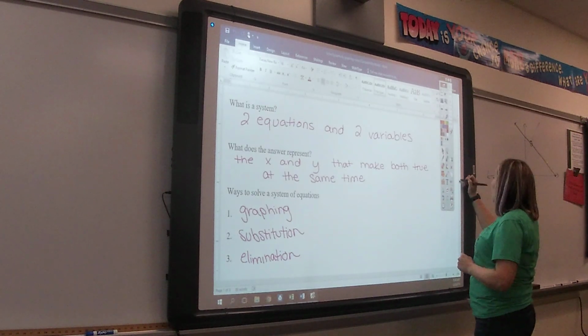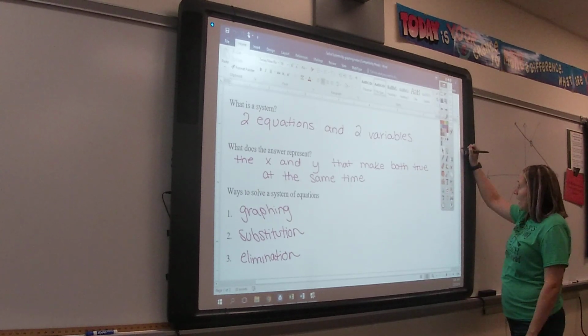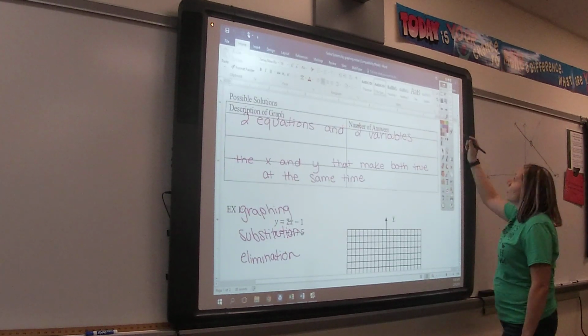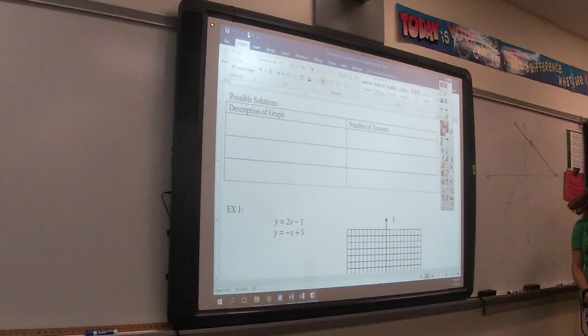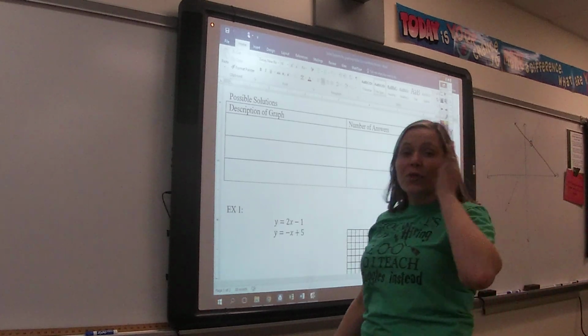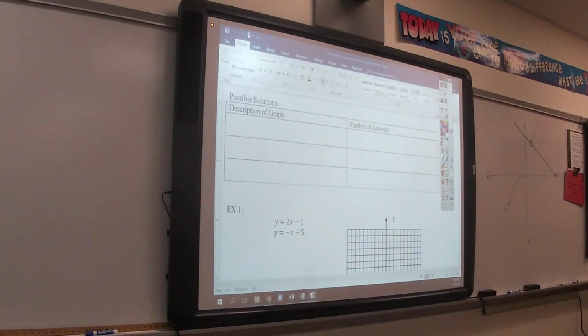Now, when we are solving by graphing, which is our focus today, our whole point is going to be just like we sort of said over here, right? We're getting 2 lines, and we're looking to see what happens with them. There are 3 possible things that can happen with 2 lines.